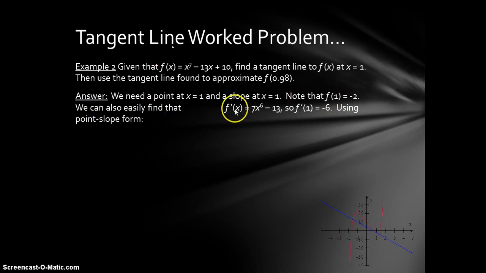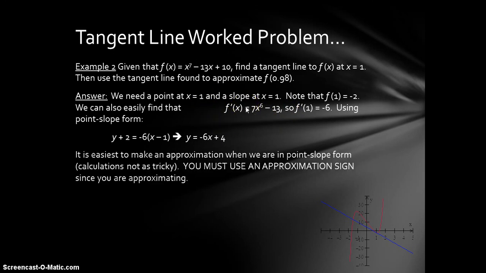We can also find that the derivative, using a secret rule that we haven't really talked about, the derivative is 7x to the 6th minus 13. You probably know what that is. F prime of 1 is therefore equal to negative 6. So using our point slope form, we get y plus 2 is equal to negative 6 times x minus 1, which reduces to negative 6x plus 4 equals y. So this, by the way, in case you didn't pick up on this, is the power rule, which we have mentioned briefly in class.